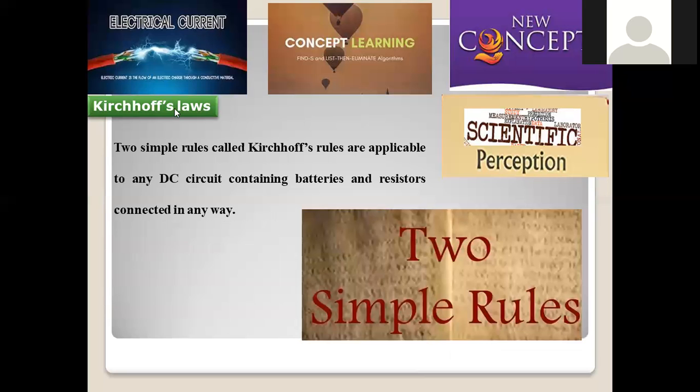Now, in accordance with Kirchhoff, two simple rules were framed, and they are applicable for direct current circuits containing batteries and resistors connected in any way. Right? So for DC current in the circuit, we are going to extend these Kirchhoff laws, and mostly these are categorized into two subcategories.